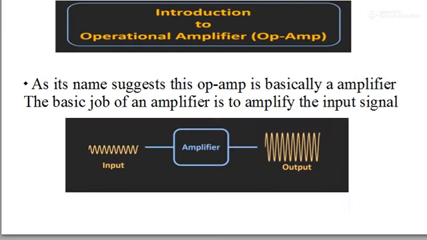Operational amplifier introduction. As its name suggests, this op-amp is basically an amplifier. The basic job of an amplifier is to amplify the input signal. For example, if the input of the amplifier is 1 volt and the output is 5 volt, then the input signal is amplified.